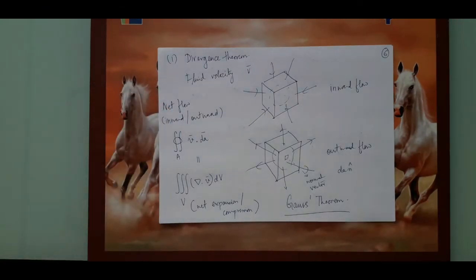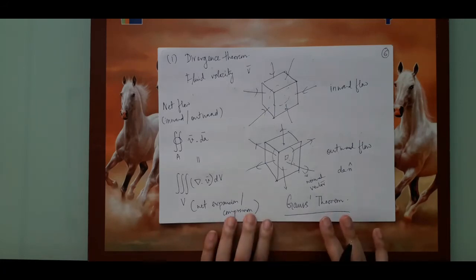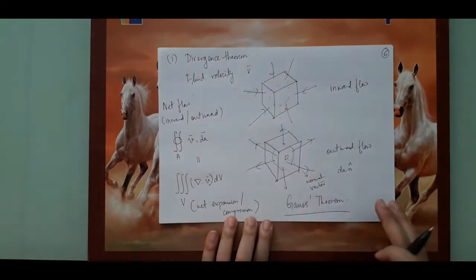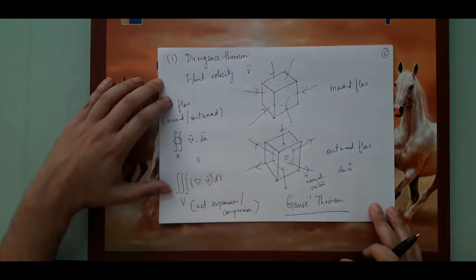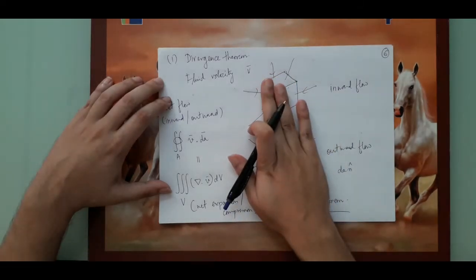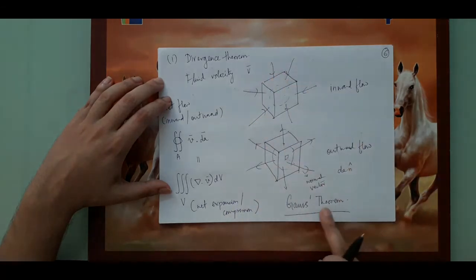So the scientist Gauss was the same person who has given this divergence theorem. Now what you will observe, if you think a little bit more, is that the divergence theorem can be used to explain what is Gauss's law in electrostatics also.